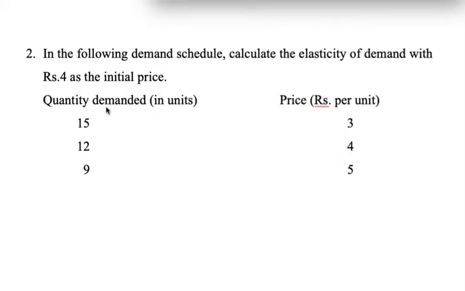Now we have the second problem here. In the following demand schedule, calculate the elasticity of demand with rupees 4 as the initial price. This rupees 4 we have to take as the initial price. On the left hand side we have quantity demanded in units. When the price was 4, demand was 12. When it was reduced to 3, demand increased to 15 units. When the price was increased to 5, demand reduced to 9 units.